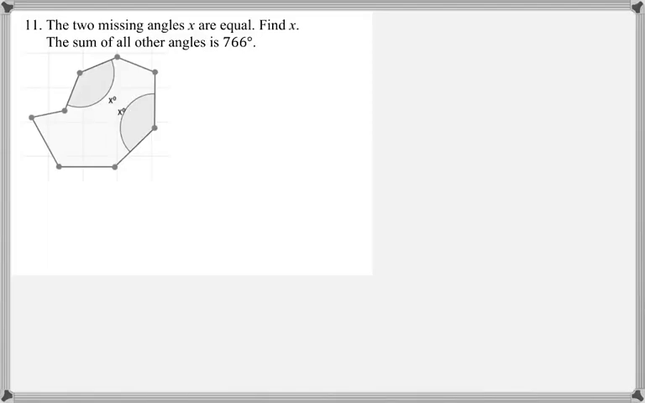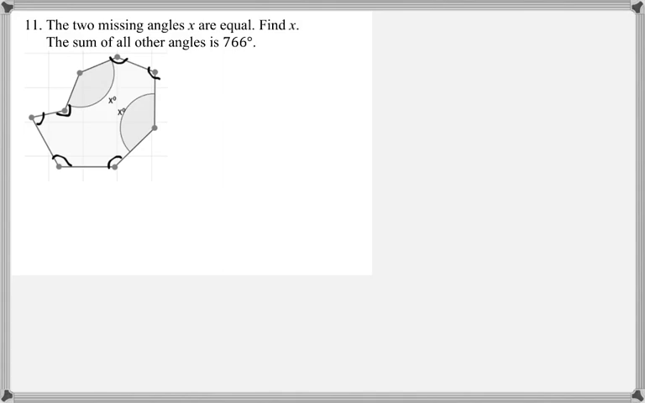Question number 11 says the two missing angles x are equal. Find x. And it also tells us that the sum of all other angles is 766. So this angle, plus this angle, plus this angle, plus this one, and this one, together those are 766.